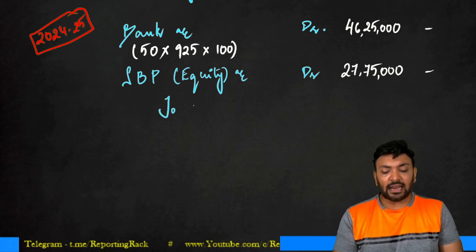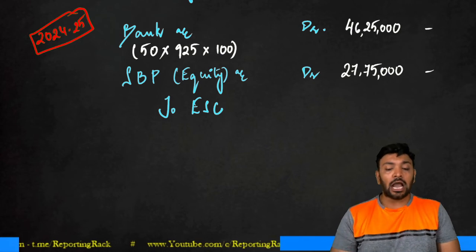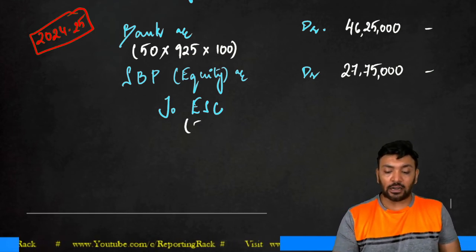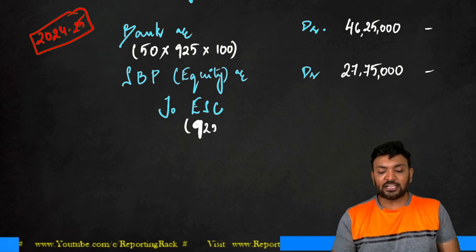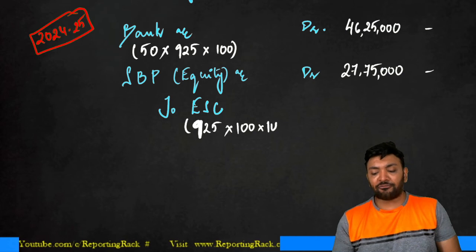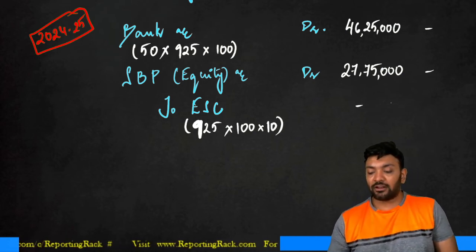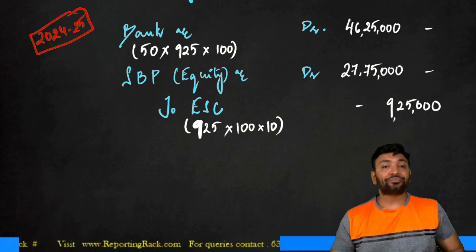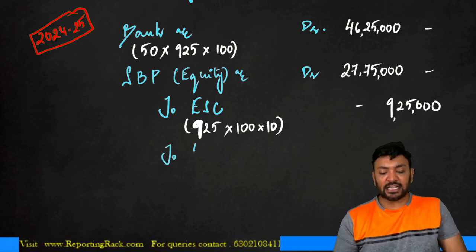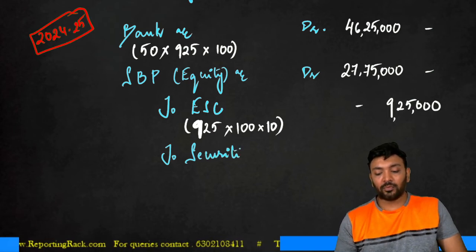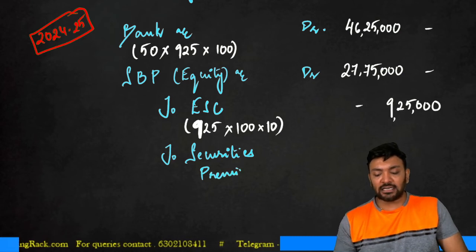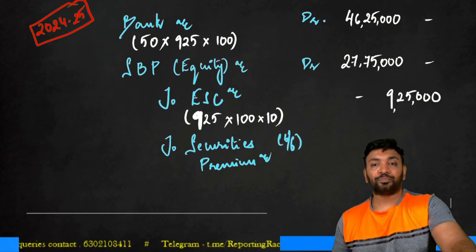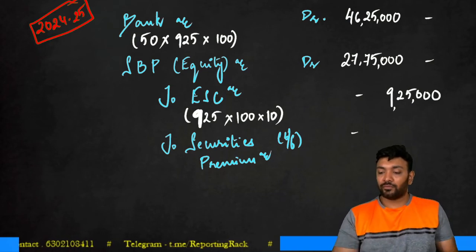Once they exercise, they are entitled to receive equity share capital. How many shares? 925 employees, each one entitled to receive 100 options. Let's say the face value of each share is 10. Therefore, they will get 9,25,000. The balance to the credit should be considered as my securities premium. Balancing figure. Pick it up. How much?